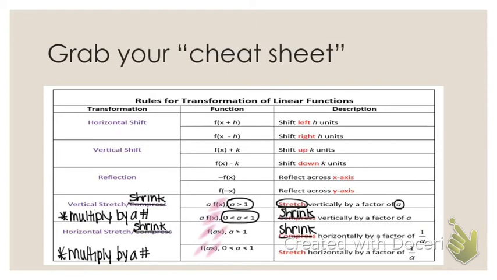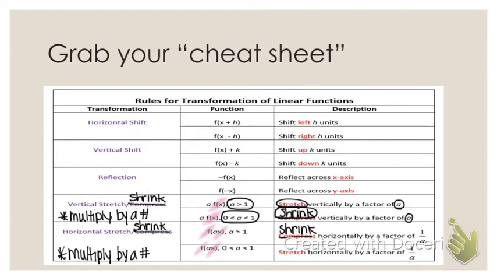Then you've got an a value that falls between 0 and 1. What kind of numbers fall between 0 and 1? Fractions fall between 0 and 1 because we're not usually going to be using decimals. So if your a value falls between 0 and 1, you have a shrink, a vertical shrink, again, by a factor of whatever that number is.